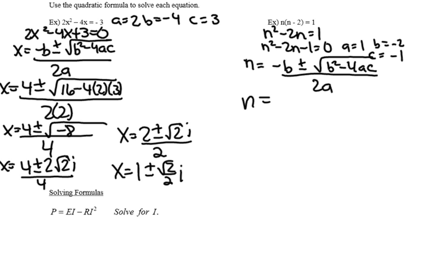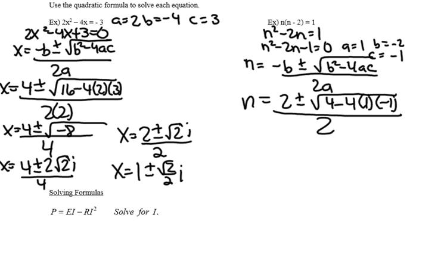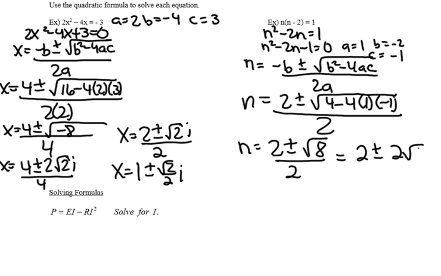So we go back to the opposite of 2, that's 2, plus or minus negative 2 squared, that is 4, minus 4 times 1 times a negative 1, all over 2 times 1, which is 2. Now it's minus a negative, that's 4 plus 4, that's 8. So it should be 2 plus or minus the square root of 8 over 2, which is the same thing as 2 times the square root of 2 over 2.